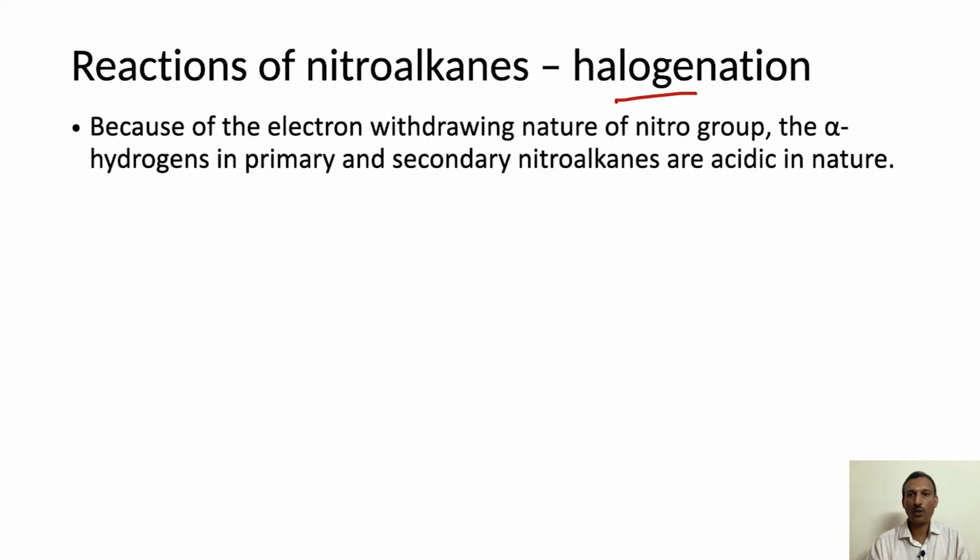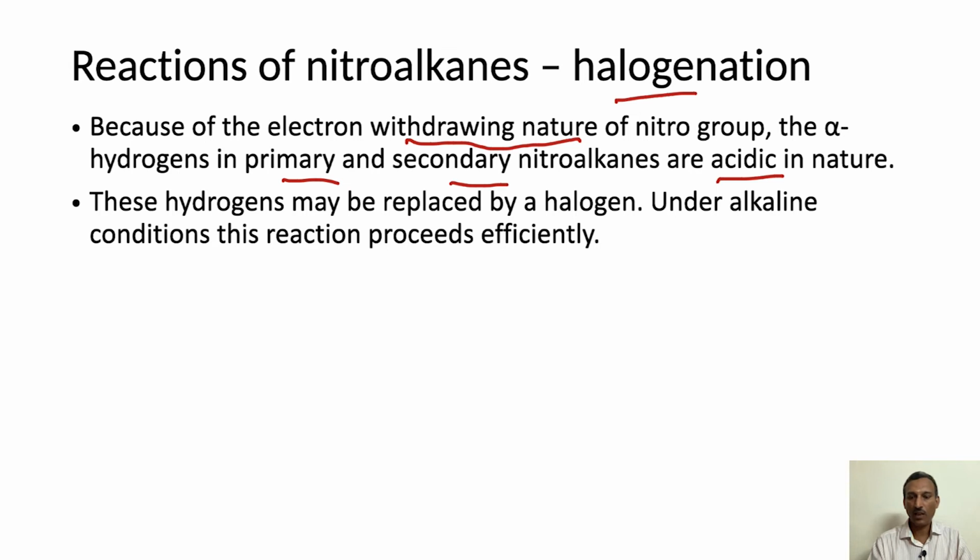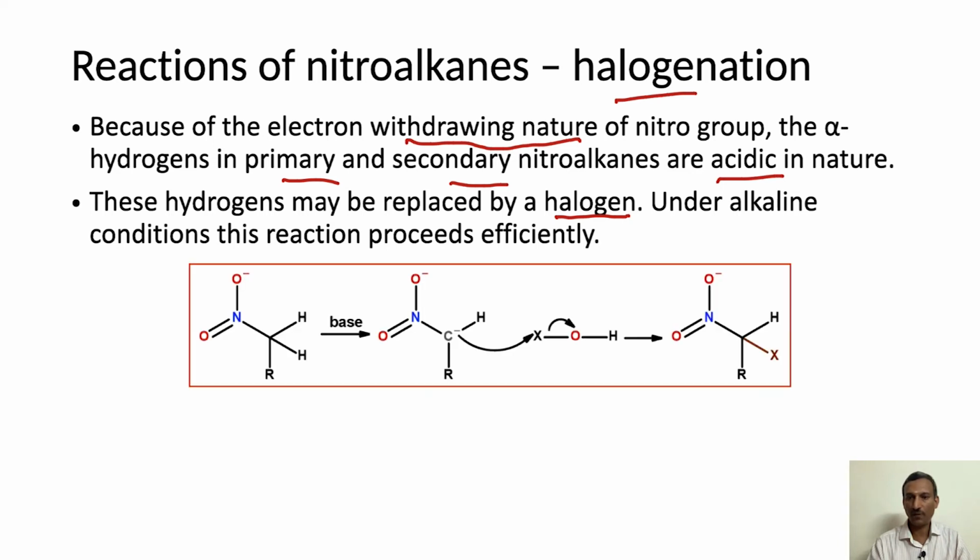Nitroalkanes undergo halogenations. That happens because of the electron withdrawing nature of the nitro group. As we have mentioned, the alpha hydrogens in the primary and the secondary nitroalkanes are acidic in nature, as we have seen earlier. This acidic hydrogen is generally replaced by a halogen atom, and this reaction happens efficiently under alkaline conditions. In the presence of a base, this acidic hydrogen can be abstracted by the base, so we end up with an anion formation here.